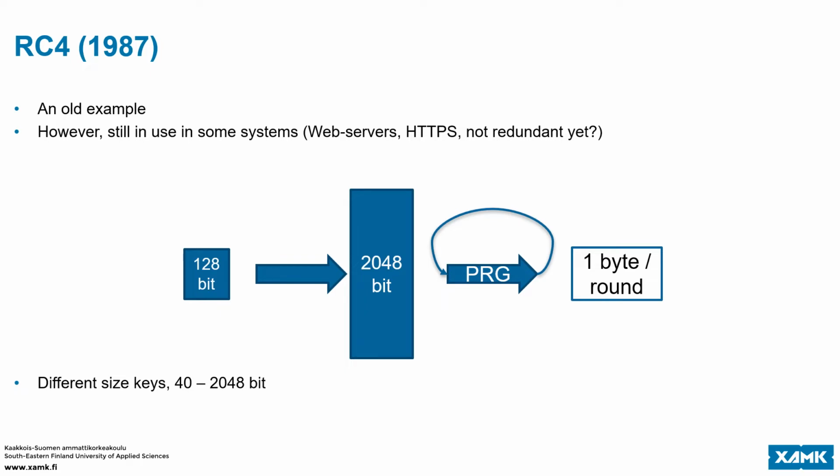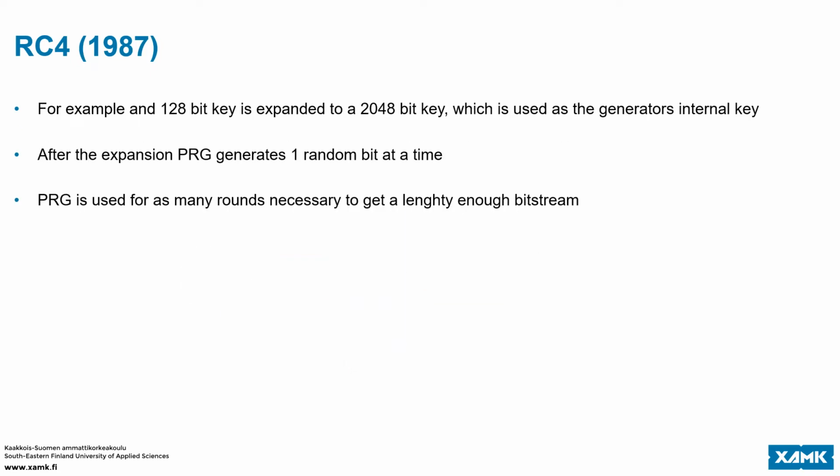This key is fed to a pseudo-random number generator, which produces random numbers 1 byte at a time. So for example, say you have a 128-bit key to start with. It's expanded to 2048 bits, which is then used as the generator's internal key. After the expansion, the pseudo-random number generator generates random bits, and it is used as many times as necessary to get a lengthy enough bit stream for the stream cipher.